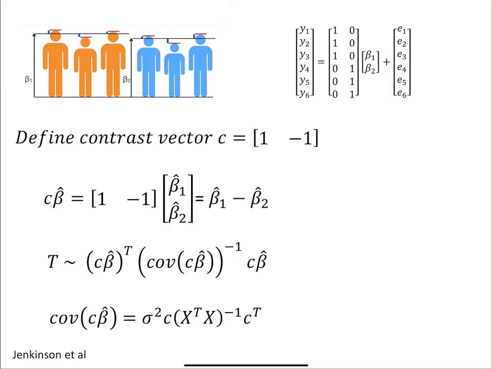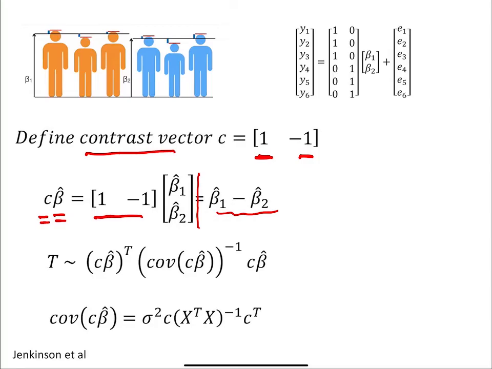But now I want to introduce this concept of contrast vectors. Okay, so we're going to take beta hat and multiply it by this contrast vector. Typically that contrast vector is going to be a row vector because the beta hat was a column vector. So in this case, let's say the contrast vector is defined as 1, minus 1. I multiply it by beta 1 hat, beta 2 hat, and that just gives me beta 1 hat minus beta 2 hat. So this is now a contrast of beta 1 hat minus beta 2 hat. It's like, are the heights different between these 2 groups? So when we do 2 sample t-tests, this is exactly what we're doing.